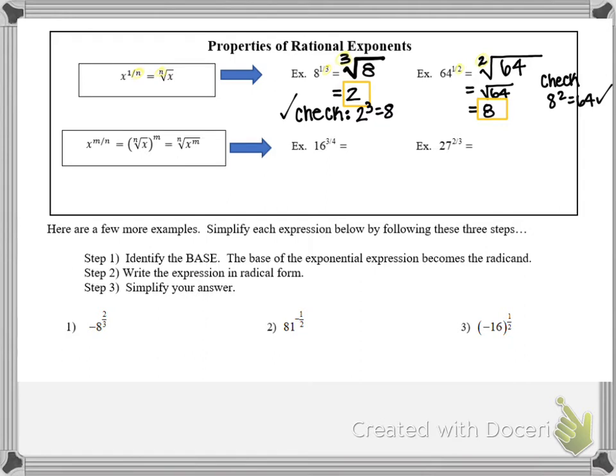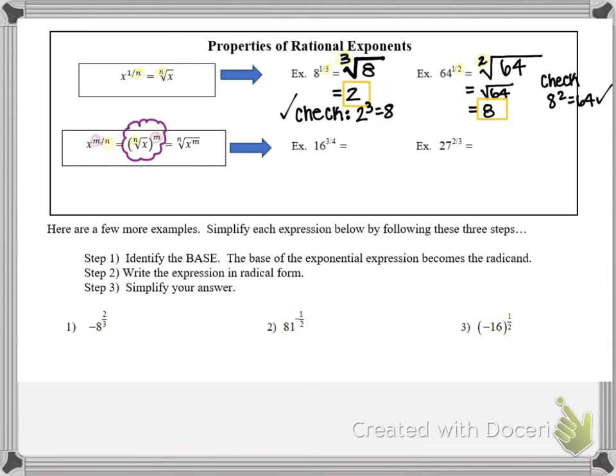Okay, in those first two examples, notice how the numerator of our exponent was 1. We did 8 to the 1/3 power, 64 to the 1/2. Well, now we're going to take a look at what happens when our numerator is not the number 1. So let's look at our rule. The same rule goes for the denominator. So if I have x to the power of m over n, the denominator of n becomes the index of my radical sign. But now the numerator m becomes an exponent for the whole entire radical expression. So you'll notice I have the nth root of x raised to the power of m.